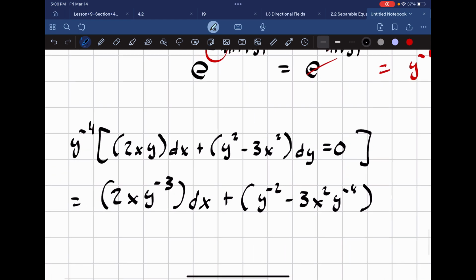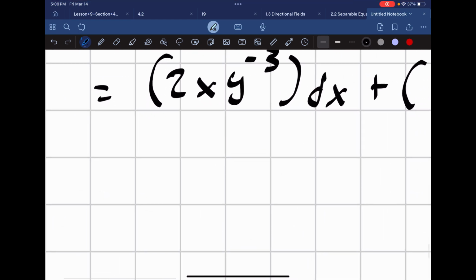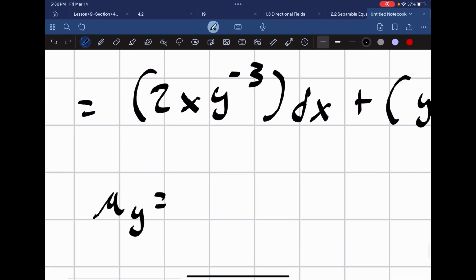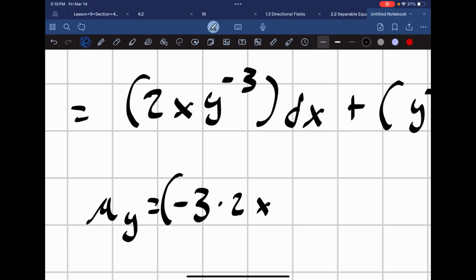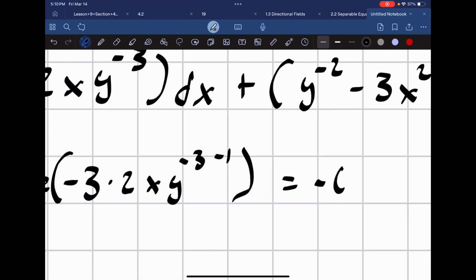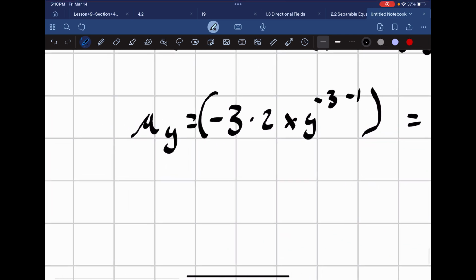So let's find the partial of the function m with respect to y. That'll just be equal to, this is a constant, so we bring that there, -3 and -1 here. So we have -3 times 2x y to the 3 minus 1, well, that just equals -6x y to the -4th, right?